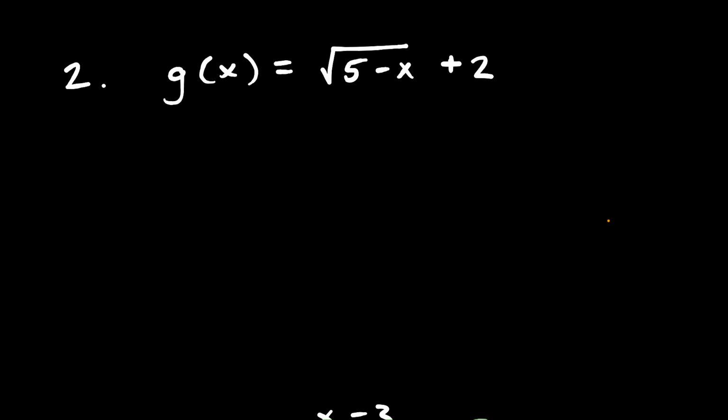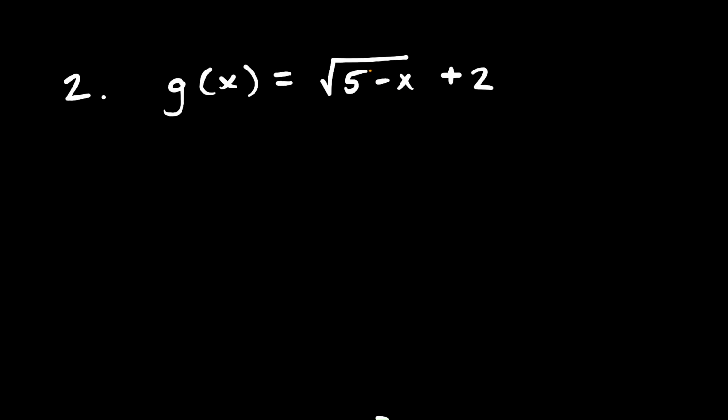Our next example, very similar, square root function. We don't care about this plus 2 out here. We just care about what's underneath that radical. So that 5 minus x. So we're just going to take 5 minus x and make that greater than or equal to 0.